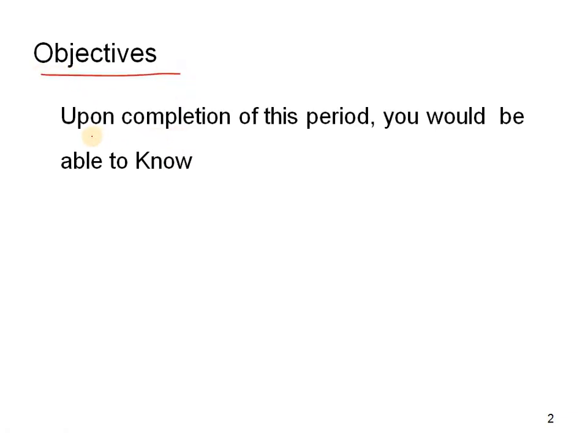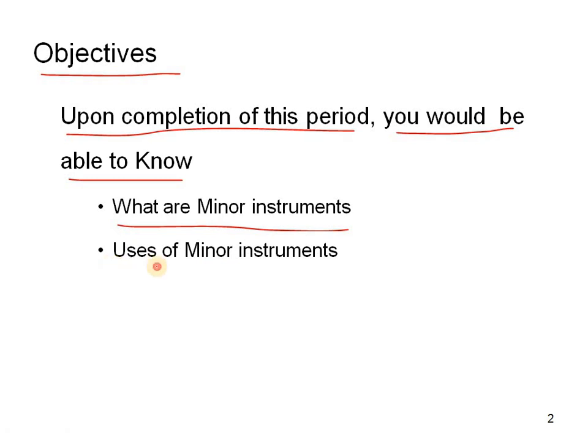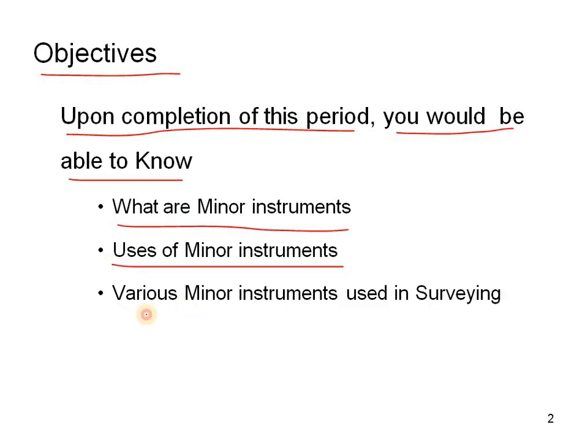Objectives: on completion of this period you would be able to know what minor instruments are, the uses of minor instruments, and various minor instruments used in surveying. So up to now we have seen the different types of leveling, and the component parts of our leveling instruments, dumpy levels and auto levels, and now today we are going to see the minor instruments. Minor instruments are also called advanced surveying instruments.